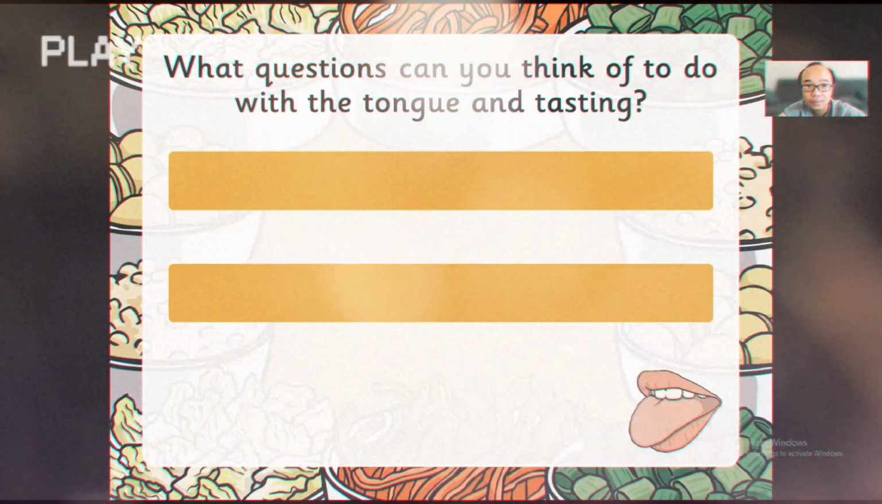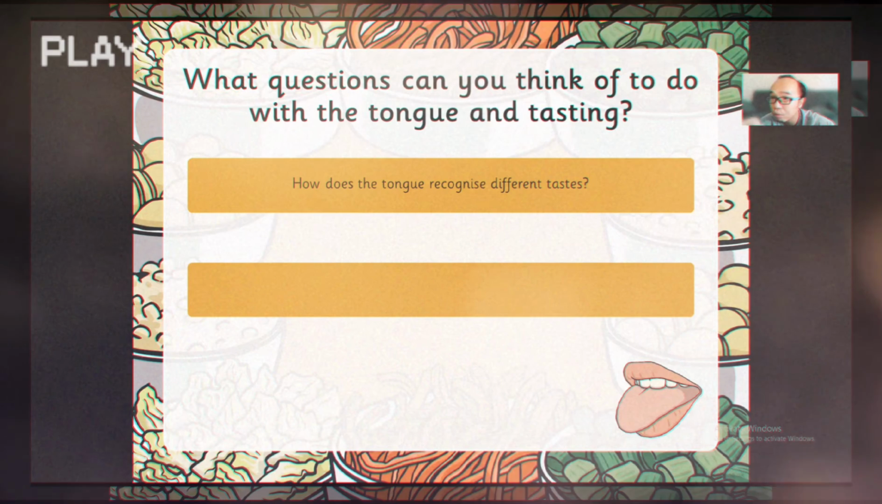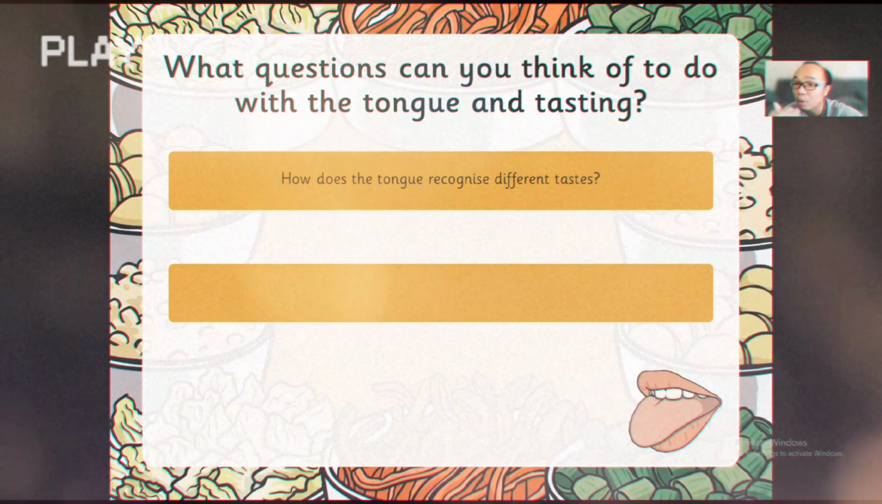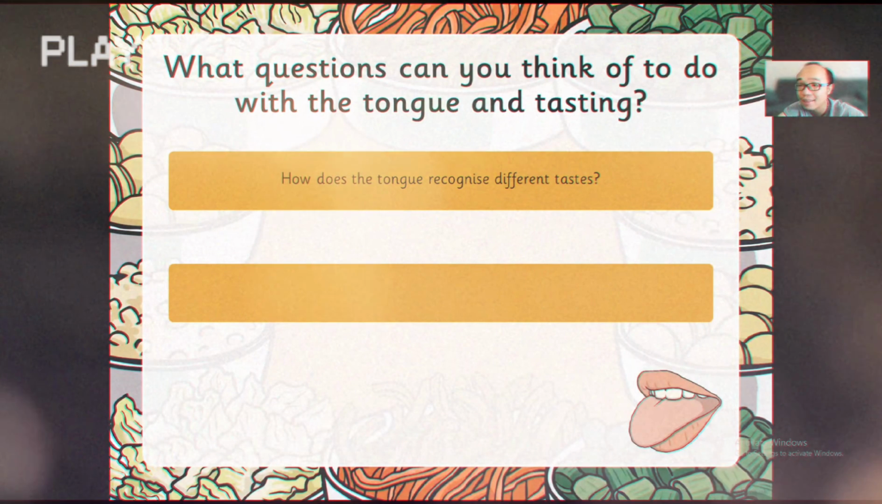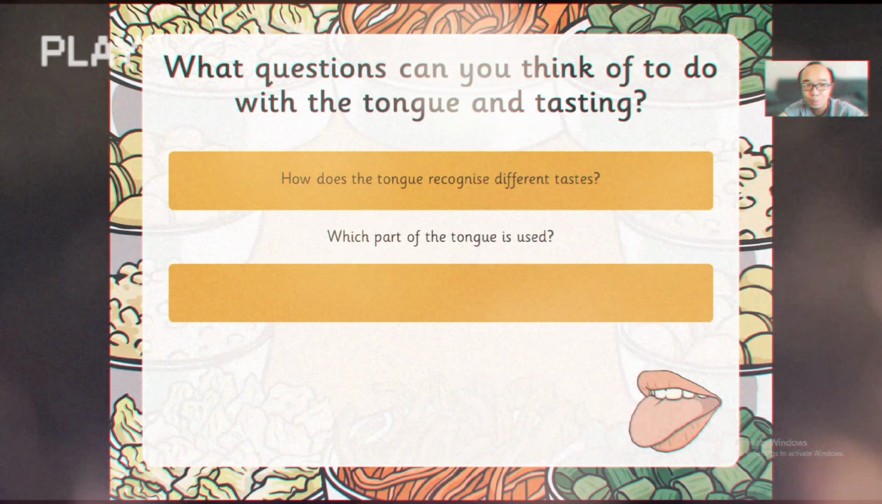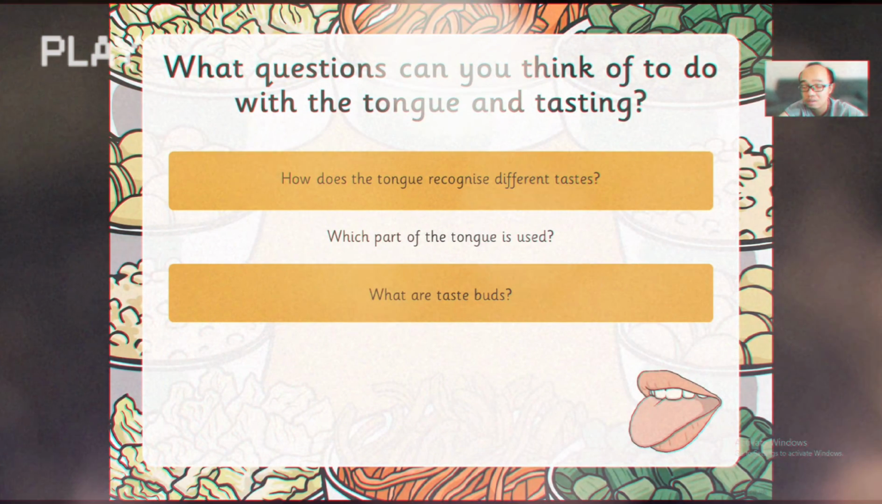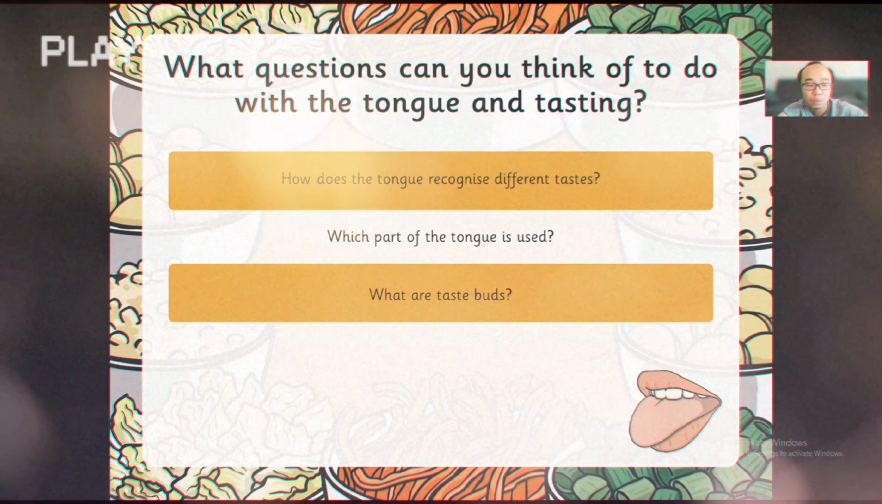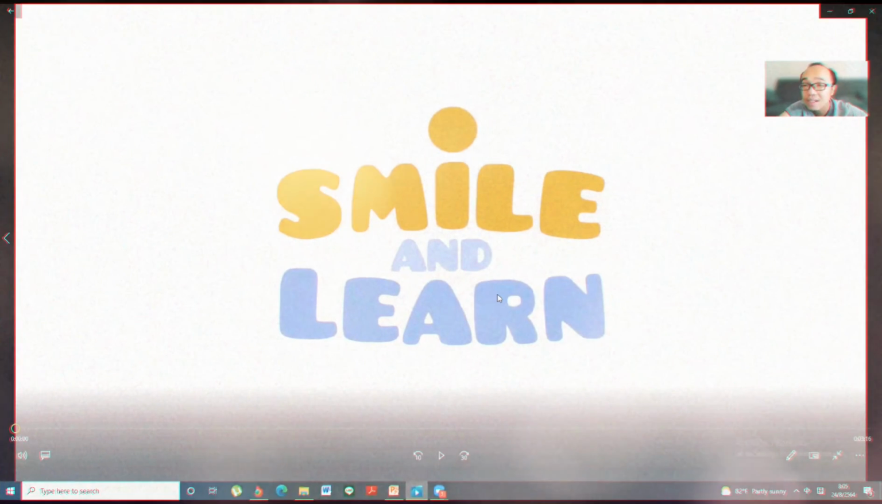Okay, so how does the tongue recognize different tastes? How does the tongue work? We use the tongue to taste, because every time we want to taste food, we put the food inside our mouth, and with our tongue we work it out, and then we send the taste to our brain to recognize it. What taste is that? Which part of the tongue is used, and what are taste buds? Over here we're also going to show you a video about our sense of taste.